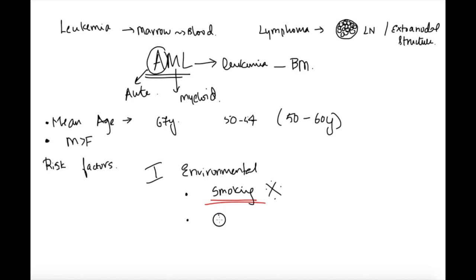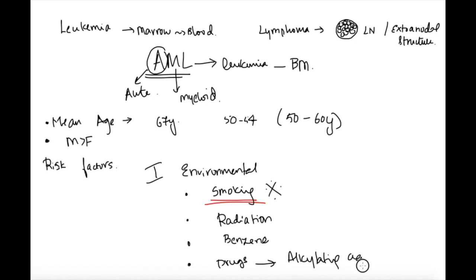Apart from smoking, radiation, then exposure to benzene, and the last one is the drugs. We have alkylating agents. And one drug to be mentioned specifically is etoposide.